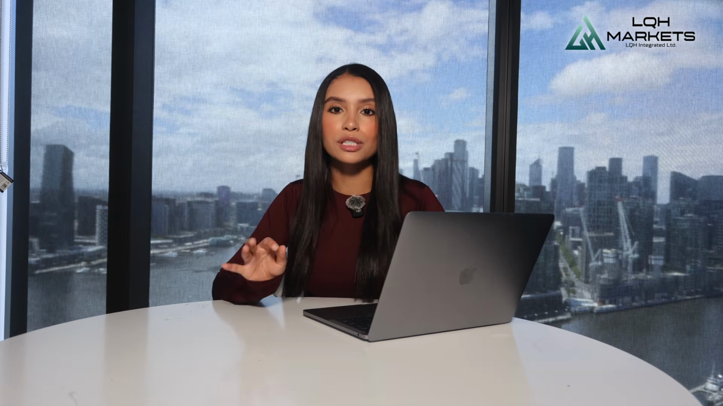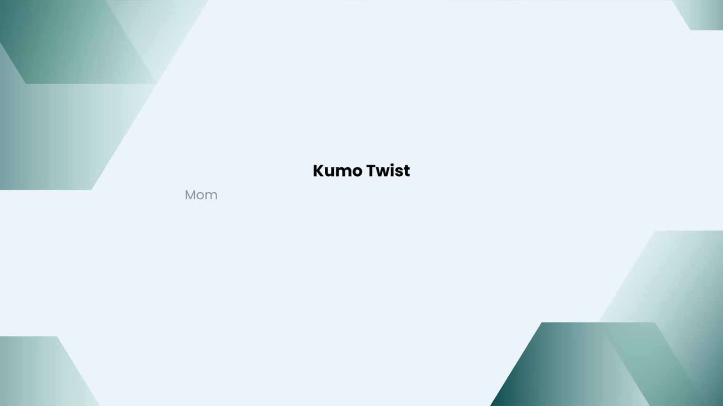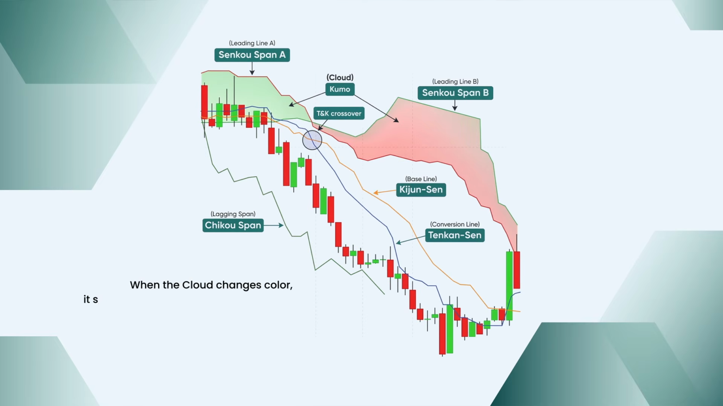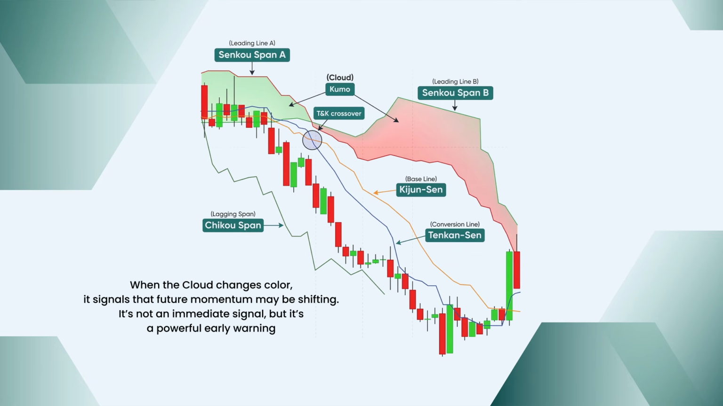You can also spot a Kumo twist, the moment when Senkou Span A crosses Senkou Span B. When the cloud changes color, it signals that future momentum might be shifting. It's not an immediate signal, but it's a powerful early warning.